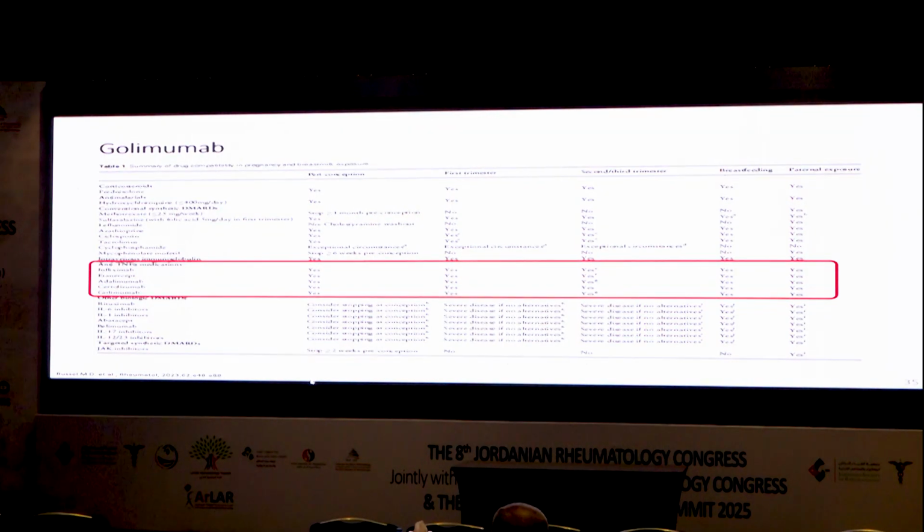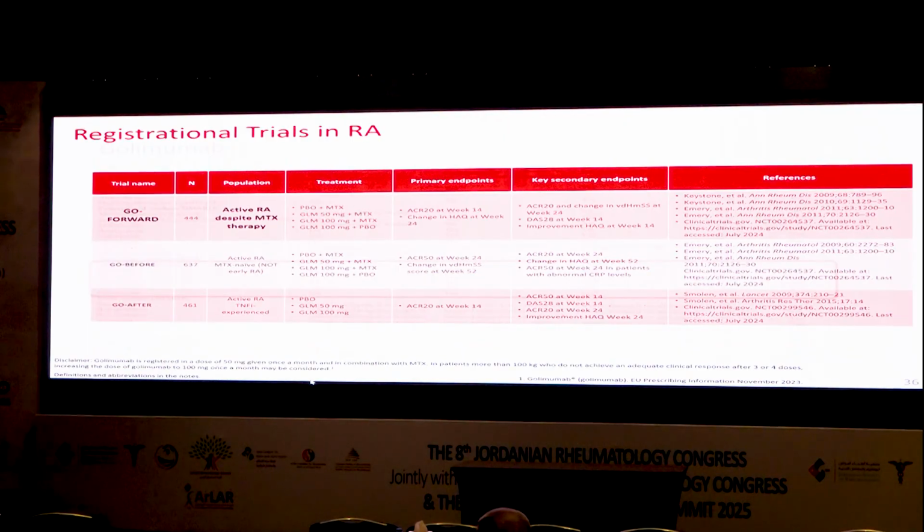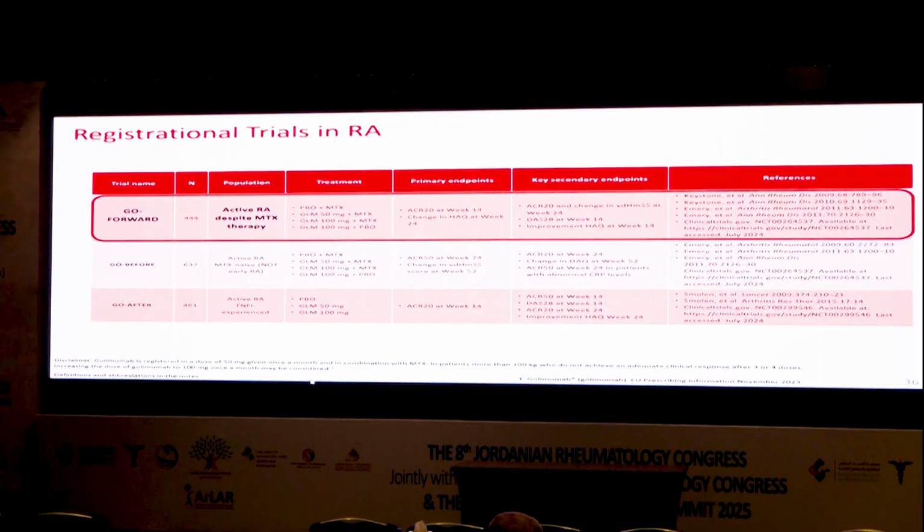Coming to the 3 very important registrational trials in rheumatoid arthritis that led to approving golimumab for the management of adults with rheumatoid arthritis. We have 3 trials: GO-FORWARD, GO-BEFORE, and GO-AFTER. And then we start with GO-FORWARD first.